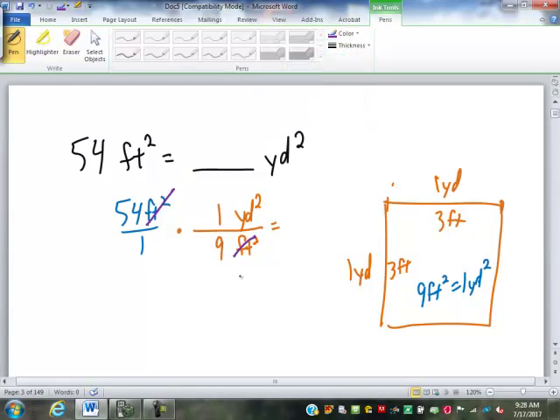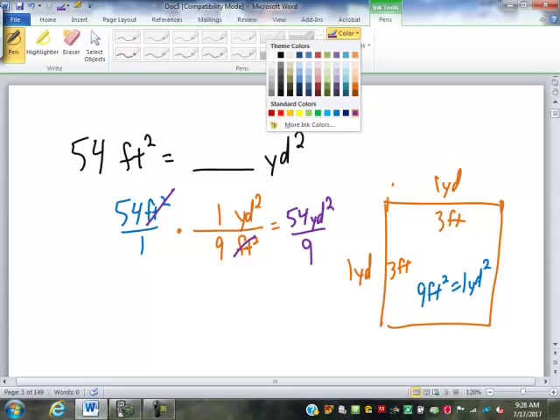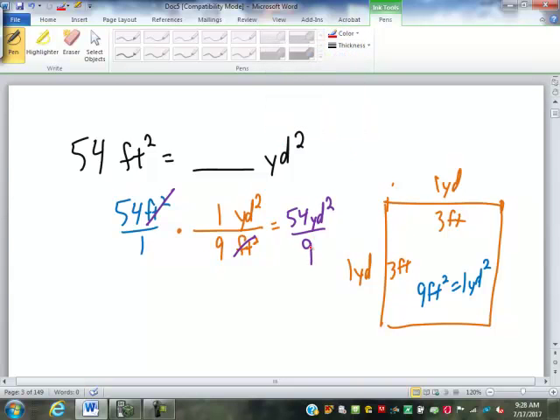The square feet cancel out. 54 times 1 square yard is 54 square yards. 1 times 9 is 9. And we do have to divide out. 54 square yards divided by 9 is 6 square yards.